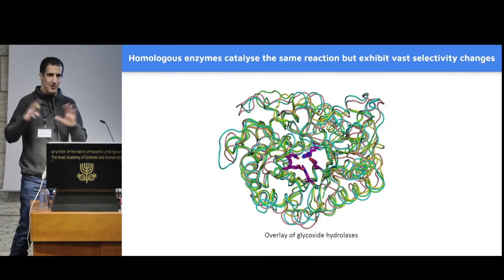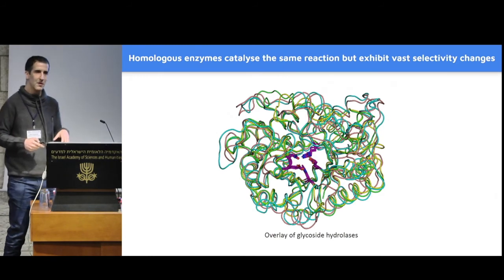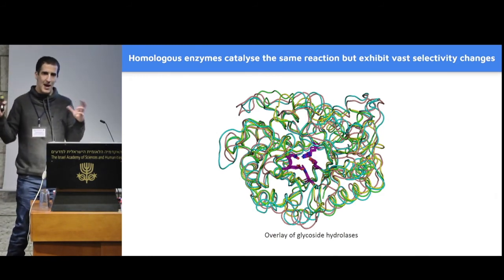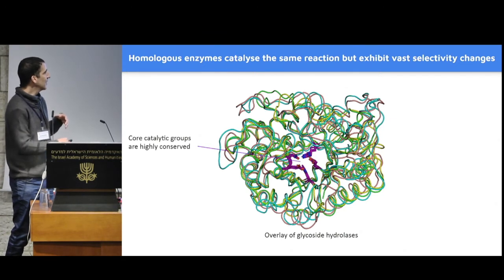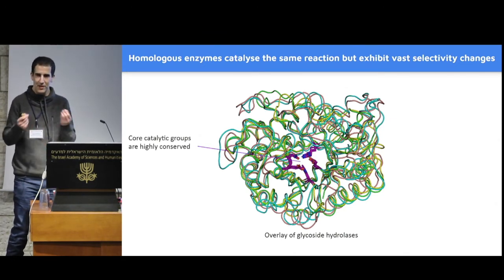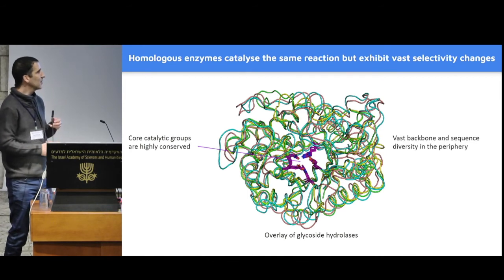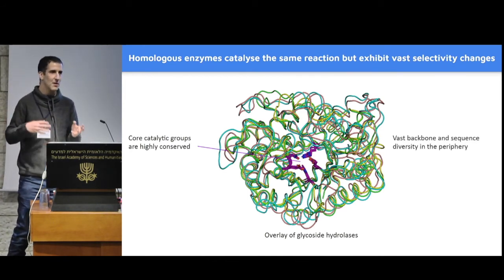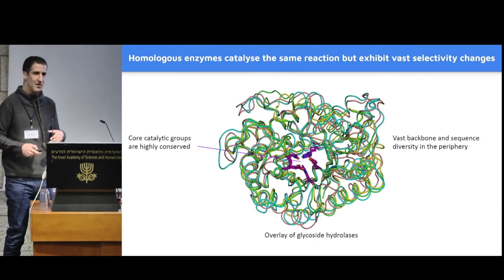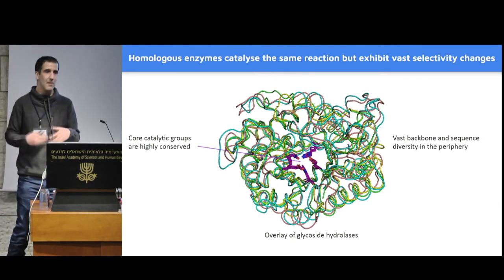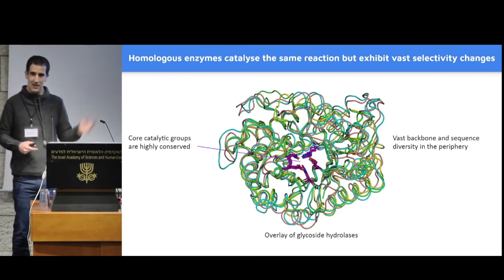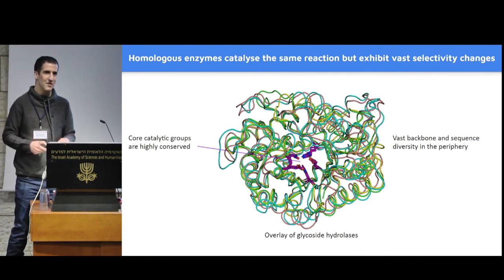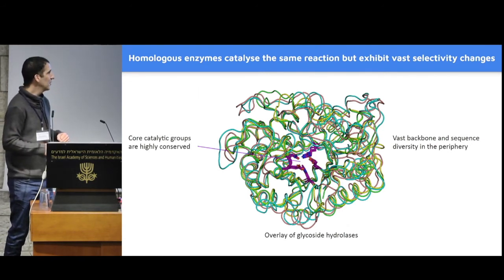So generally speaking, in many enzymes, you can classify them according to their molecular activity. And if you analyze their structures, enzymes belonging to a single family catalyze the same reaction. What you see is that the core catalytic residues are highly conserved, essentially even in atomic details, whereas the periphery shows really vast changes, both in sequence and in conformation, including by insertions and deletions. And this is typically where substrate selectivity is encoded in enzymes. So we asked whether we could recapitulate this architectural feature of enzymes using computational protein design.